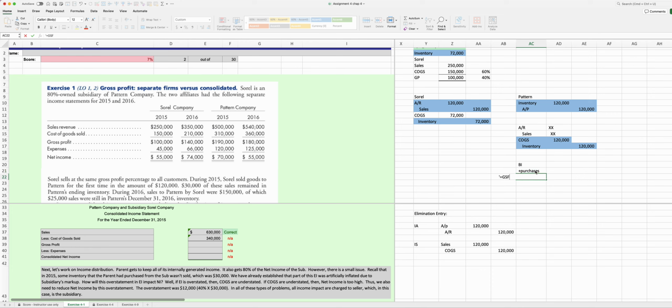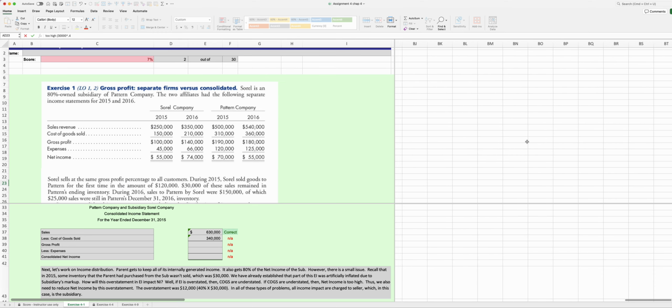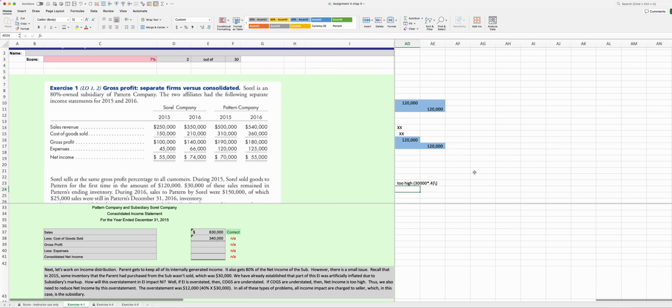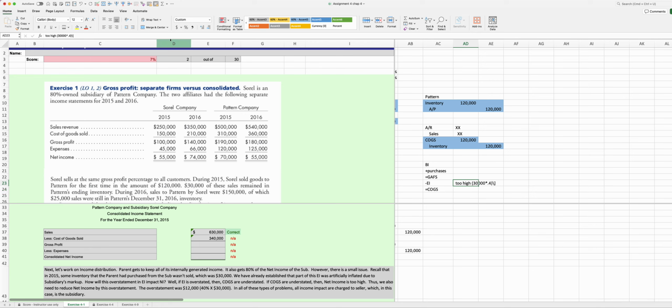So they tell us that this number is too high. It's too high by the $30,000 of intercompany sales, and the markup is specifically 40%, and that's this number here, the gross margin. It doesn't want to calculate because it's all part of the text, so I'm going to just put it in the side here, or 12,000.